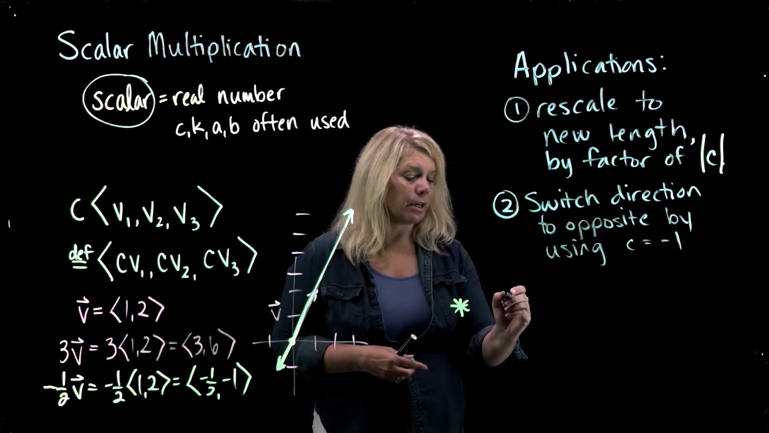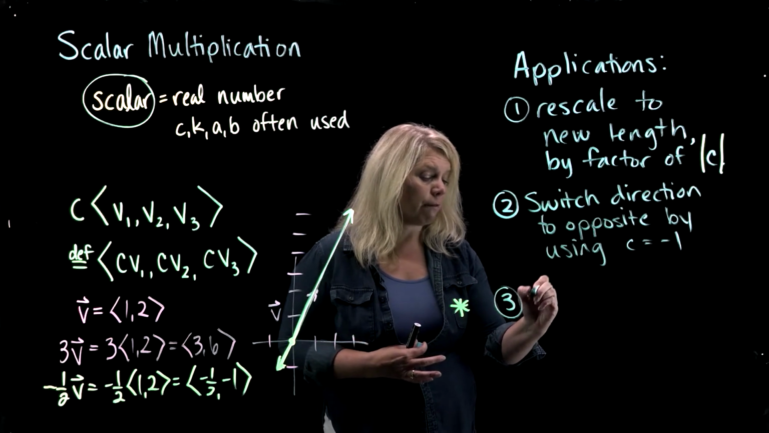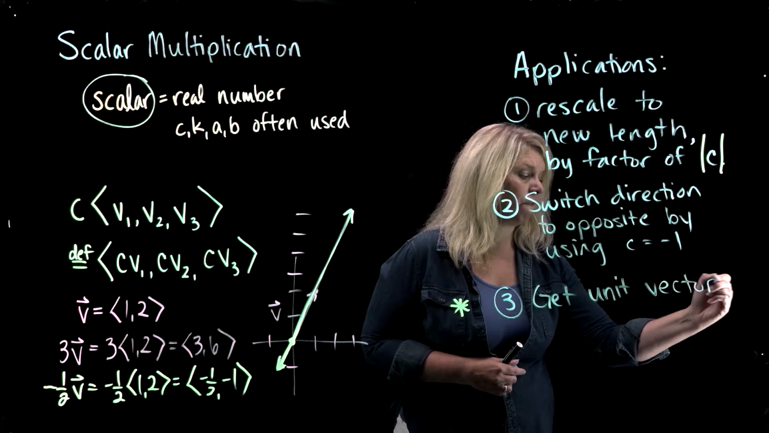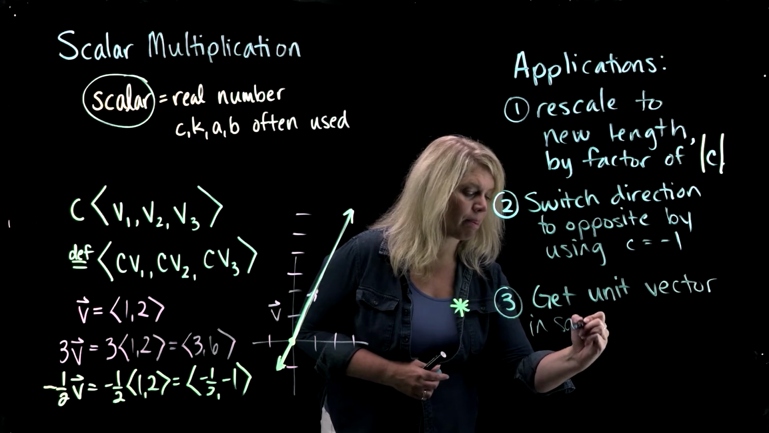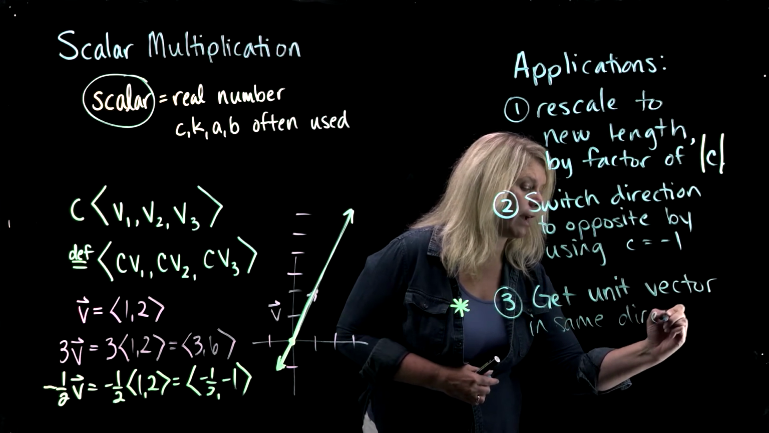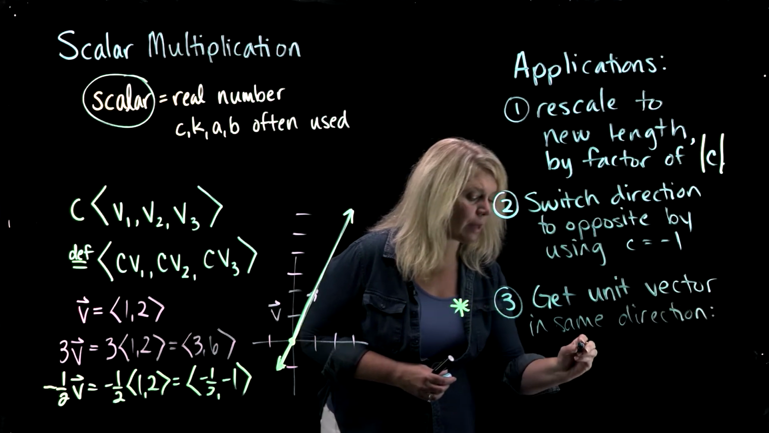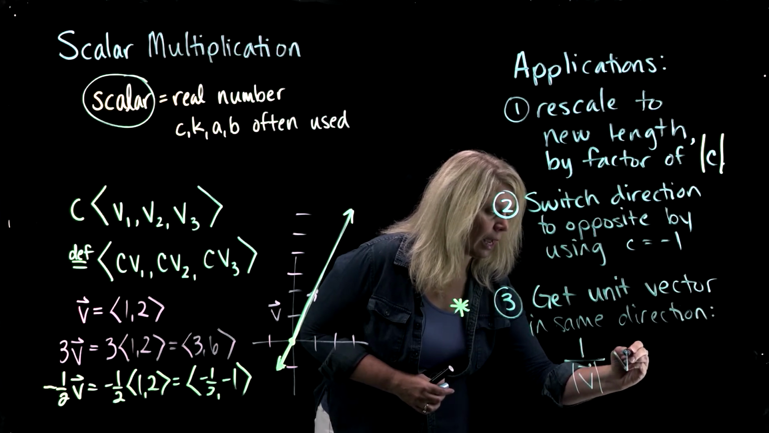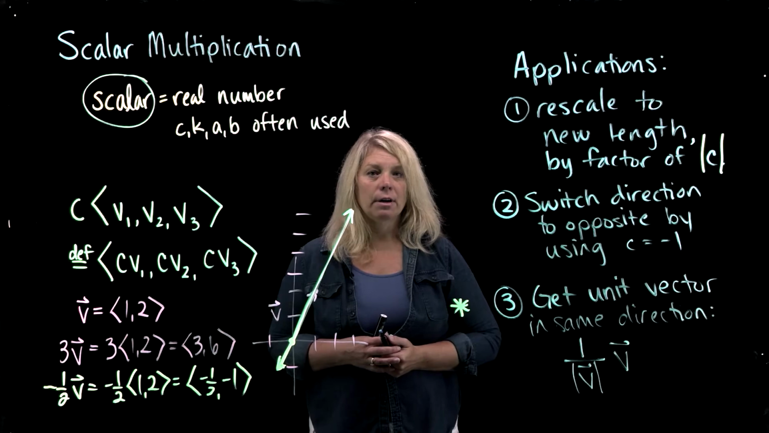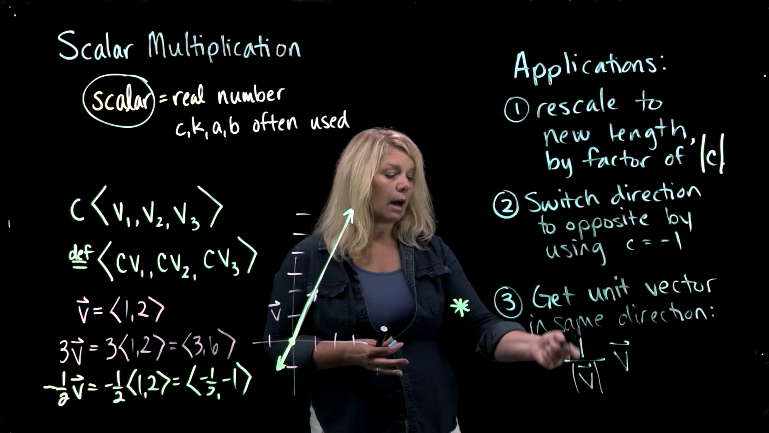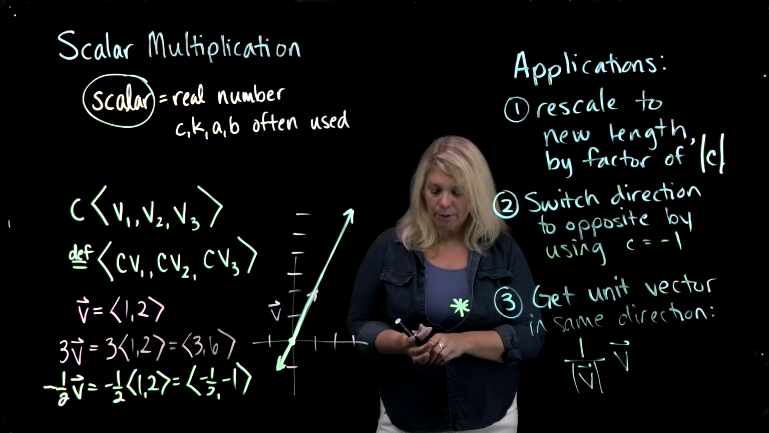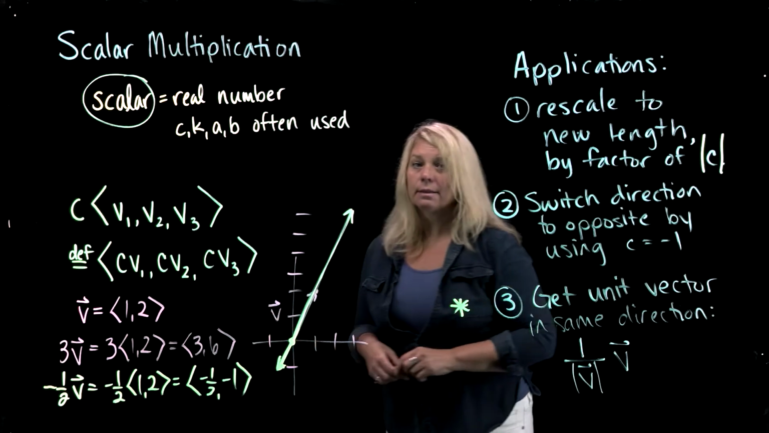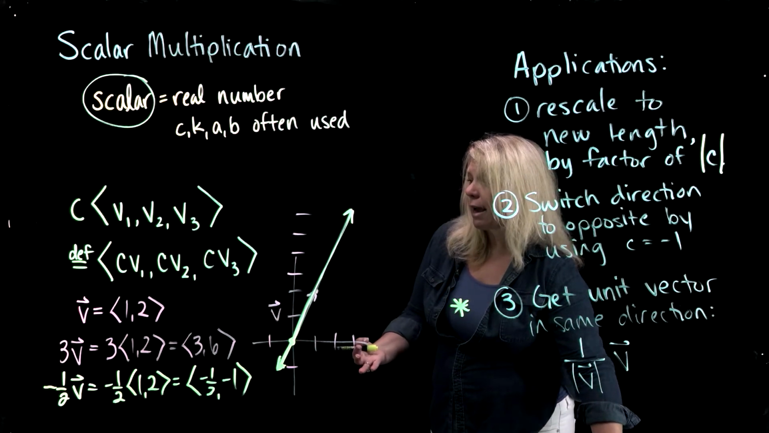But to rescale a vector, to get a unit vector in the same direction as your original vector, you're going to multiply by 1 over the magnitude of the original vector, and you're going to multiply that times the vector that you've started with. So this will give you a unit vector in the same direction. So if I wanted to do that with this example that I have over here, this vector that I started with, that is 1, 2, and we said its length is square root of 5. I could get a new vector that's a unit vector.